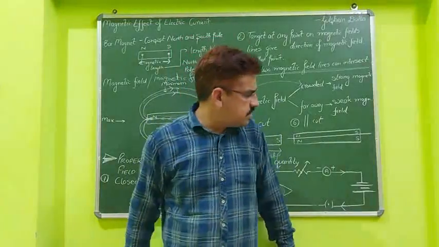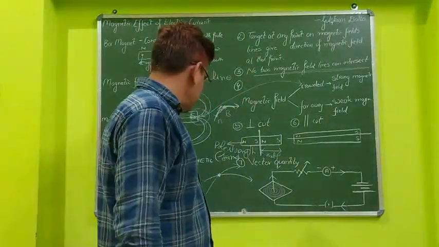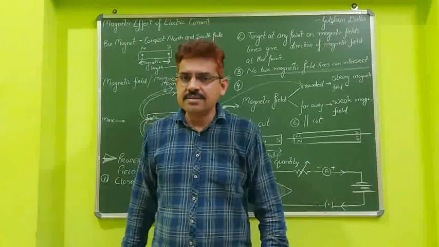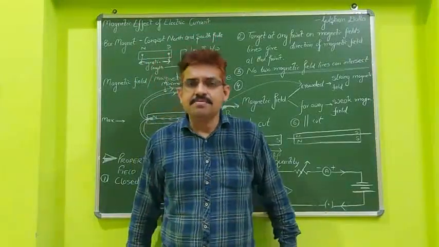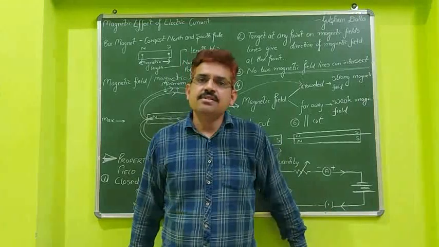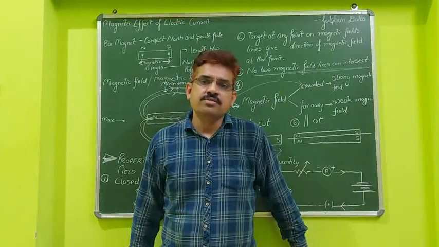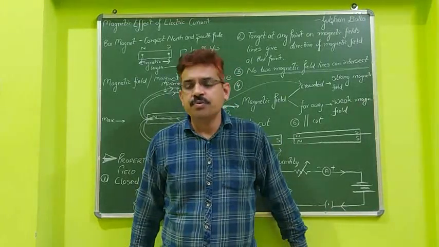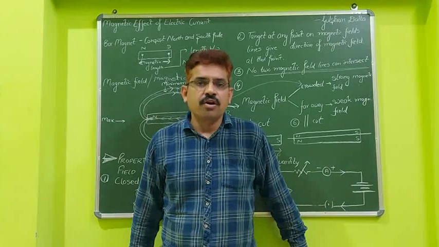I also want to share two more properties with you. When a bar magnet is freely suspended, its north pole points toward the geographical south of the earth and its south pole points toward the geographical north of the earth.